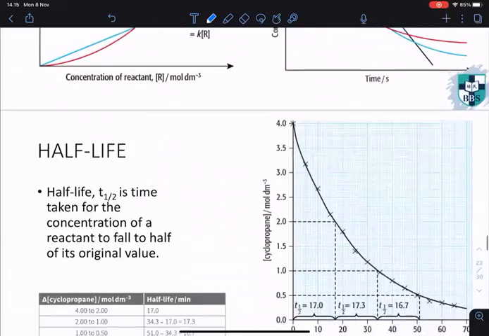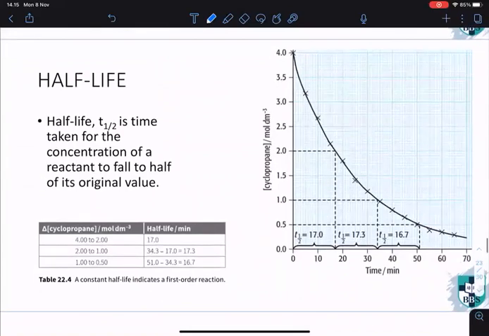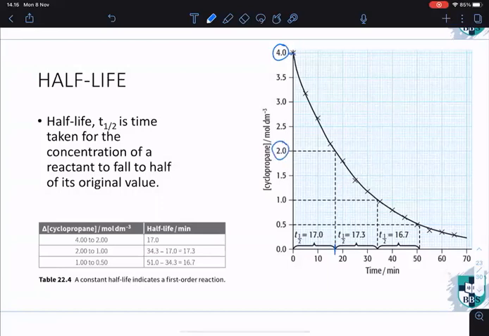Half-life is the time taken for the concentration to become half of the original value. You see, this is the concentration. If the initial value is 4, to become half is 2. You can see it takes this amount of time, which is 17 seconds. And then from 2, to become half of it is going to be 1. You plot the graph and then you get this. You can see 17.3 and so on.